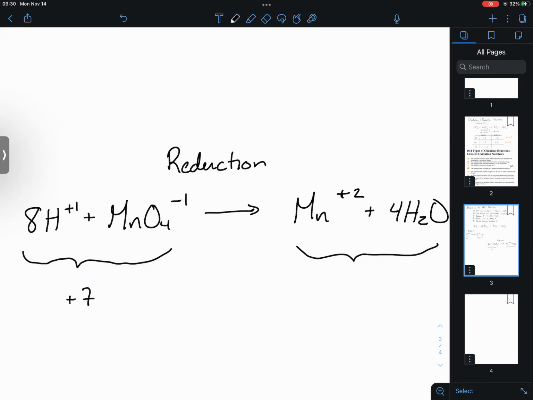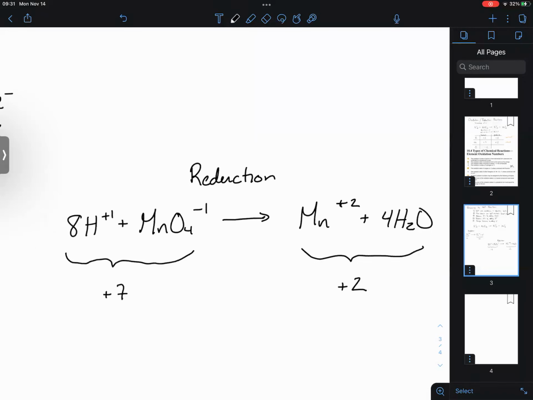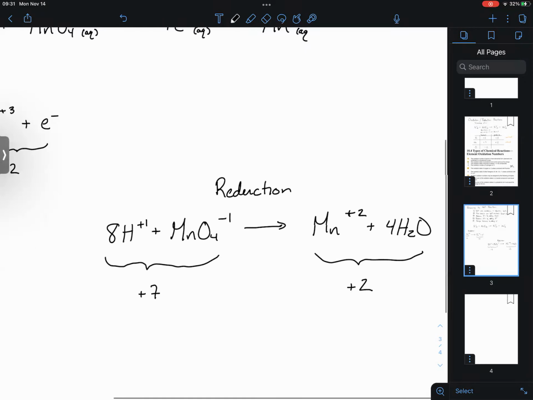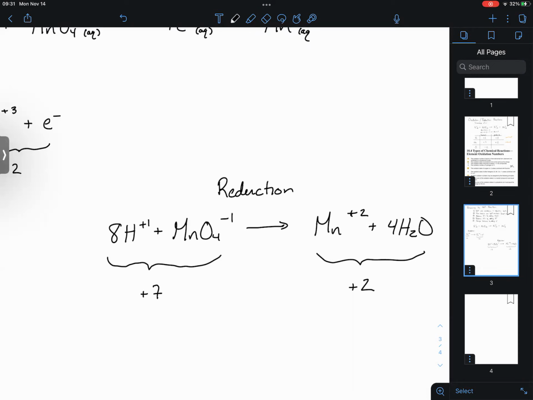All right, and then on my other side here, I have a +2 charge for my manganese ion. I have 4 waters, but water is neutral, so that doesn't have any charge associated with it. So my charge over here is +2. So then how am I going to charge balance this chemical equation, my half reaction rather? I need to make it so that the charge on both sides is equal.